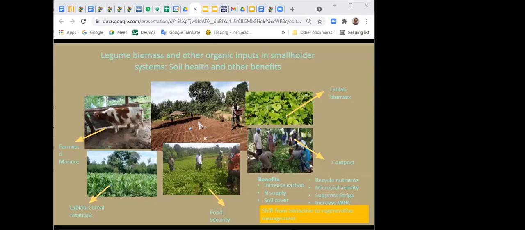So what are the benefits that this can bring to the farms? We can talk about soil nitrogen supply, organic carbon being increased, soil cover. We can talk about recycling of nutrients through biological nitrogen fixation in the case of lablab, but also recycling nutrients through compost, crop residues, plus farmyard manure. We can talk about increasing soil moisture holding capacity. So these are benefits that can come from these different organic inputs. And this is what we are trying to push in Western Kenya.